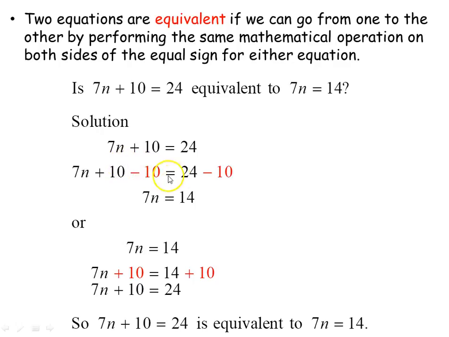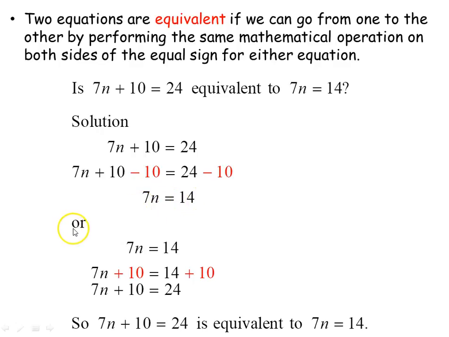And in this case, when we take 10 from both sides, we get 7n here, plus 10 minus 10. Well, plus 10 minus 10 is 0. We're just left with 7n. And over here, 24 minus 10 is 14. So we've gone from 7n plus 10 equals 24, subtracted 10 from both sides, and we've got 7n equals 14. So 7n plus 10 equals 24 is equivalent to 7n equals 14.